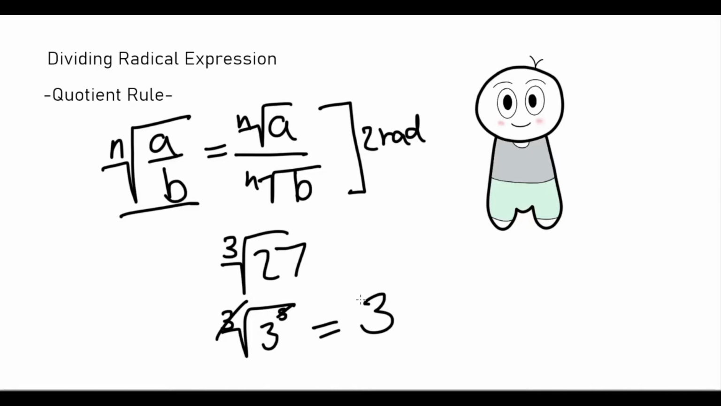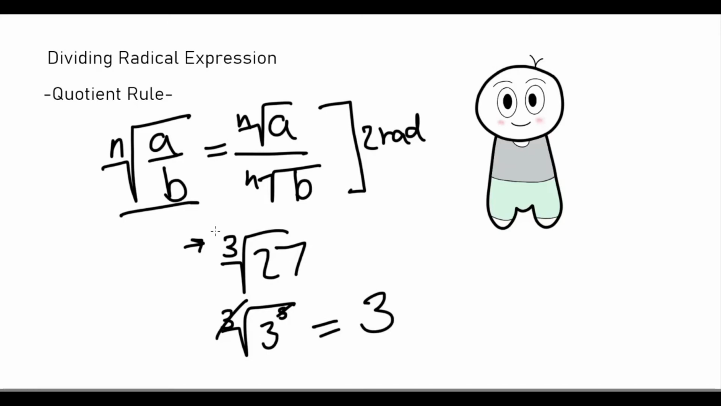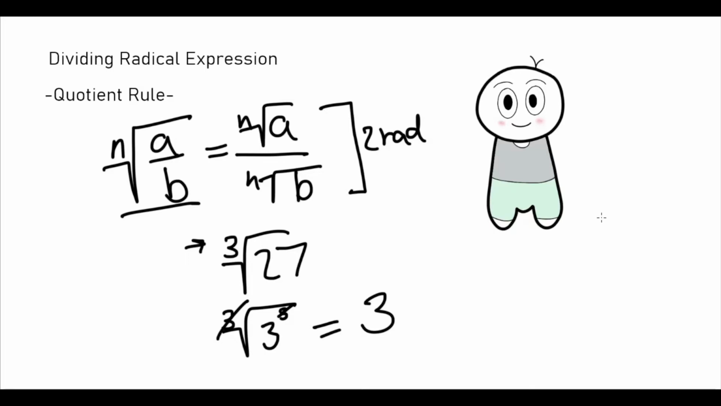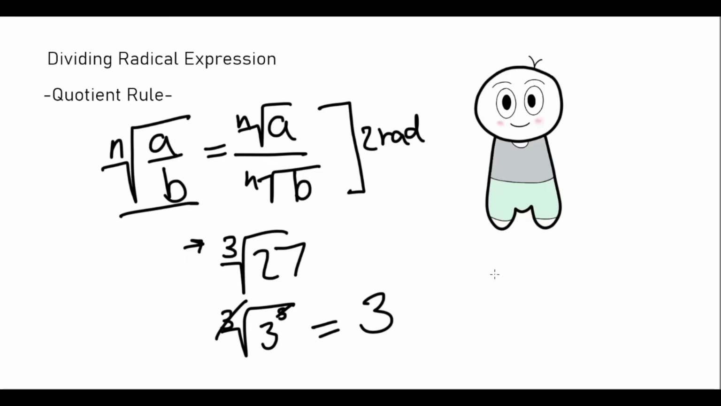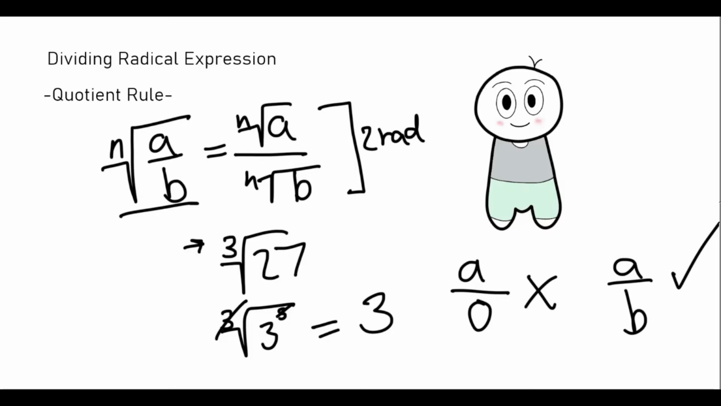So in this example, the index is the 3, and it indicates the cube root of 27. If there is no index, it is understood to be 2, or square root. And second, the denominator of the fraction is not 0, which means you cannot use the quotient rule with, for example, a over 0. That's a no. We cannot apply the quotient rule if we have 0 as our denominator, but if we have a nonzero number in our denominator, it's a yes. So that is the quotient rule.